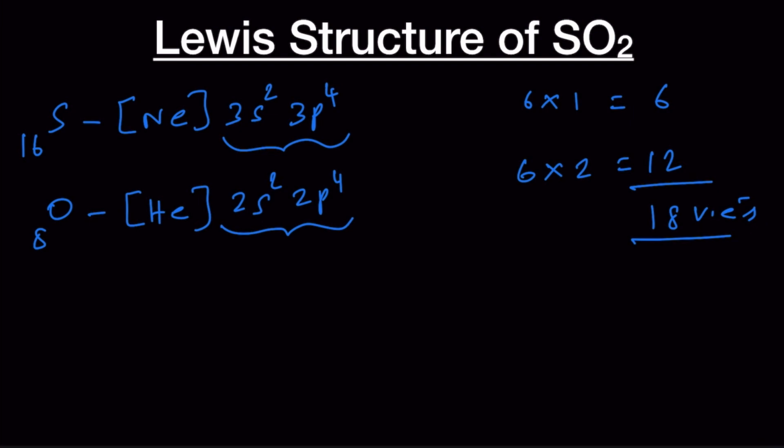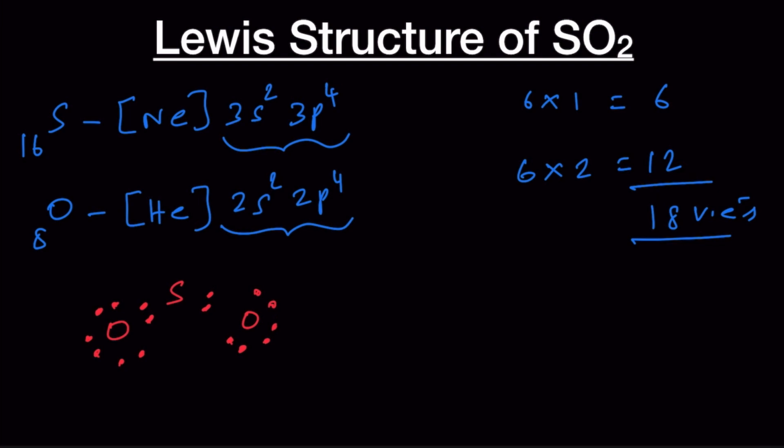Sulfur is less electronegative compared to oxygen, therefore let's put the sulfur atom in the center and oxygen atoms at the end. Let's make one chemical bond by putting 2 electrons between sulfur and oxygen. Let's put the remaining electrons as lone pairs. This oxygen atom now has 8 electrons around it. Let's put 3 lone pairs on this oxygen too. Now this one also has 8 electrons around it. So 8 plus 8, 16.